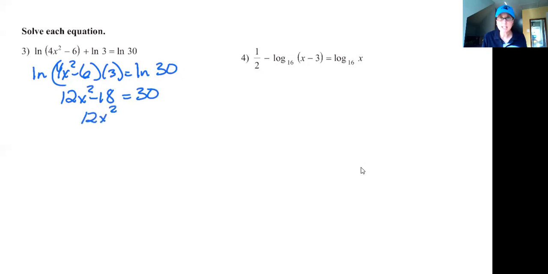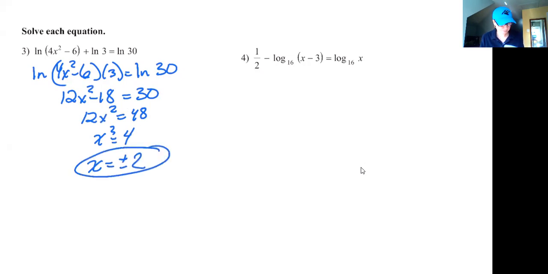Add the 18 to both sides. So I have 48. Divide by 12, x squared is equal to 4. And therefore x is equal to plus or minus 2, okay?